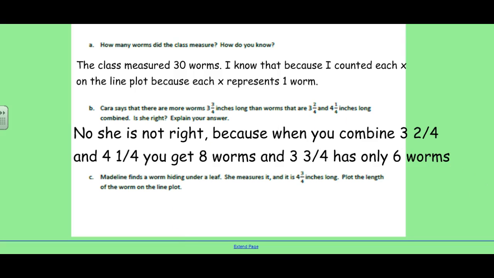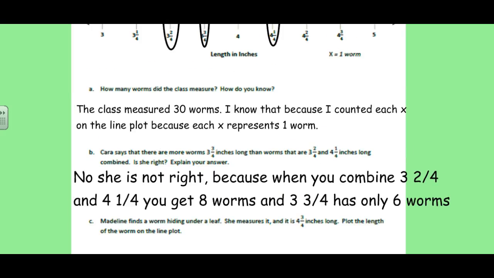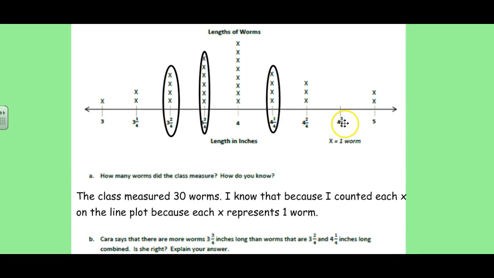So if the new worm is 4 and 3/4 inches, all you got to do is find 4 and 3/4, and we can see right here that it does not have an X, so this one is now going to have an X on it for this new worm that she found. So now, instead of having a total of 30 worms, now that we've added an X, there's a total of 31 worms.